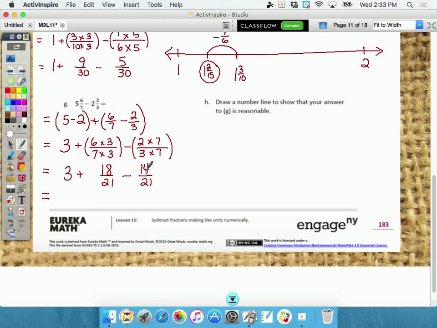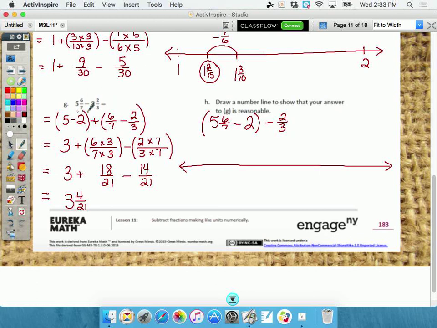So I'll bring my 3 down, right? What's 18 minus 14? 4 21sts. Okay, and that's simplified because 21 is an odd number and 4 does not divide into it. So let's put this on a number line. We've got to rewrite it. So I'm going to do 5 and 6/7 minus just the whole number 2, then subtract 2/3.